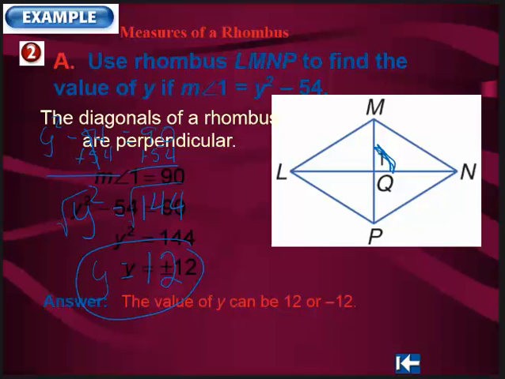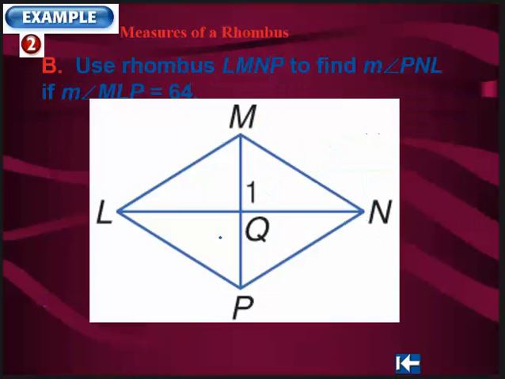Okay, whoops. Let's do another one. Use rhombus LMNP to find the measure of angle PNL. PNL is right here, so I have to mark it. I have to look at this to see the relationship so I know what I'm talking about.